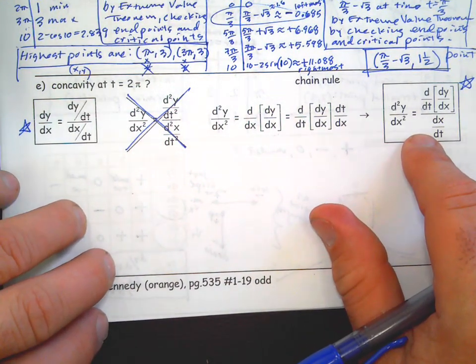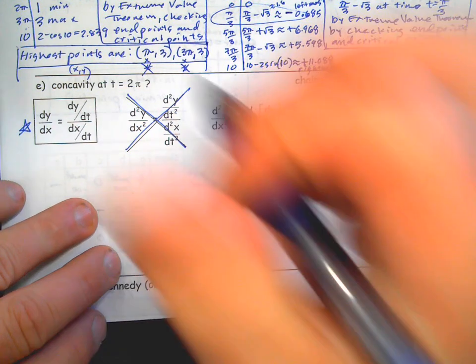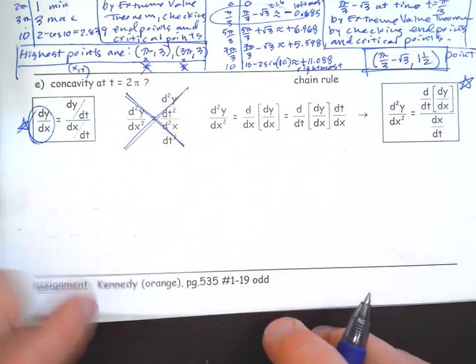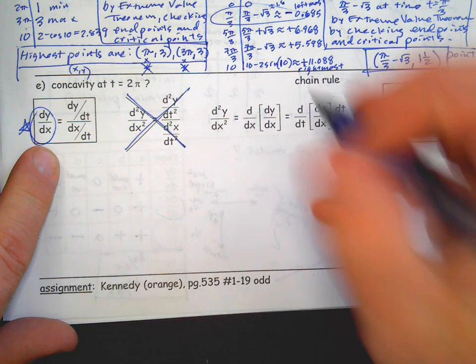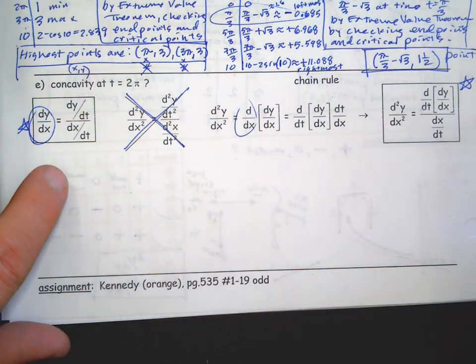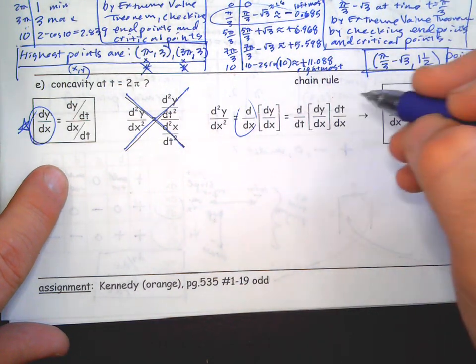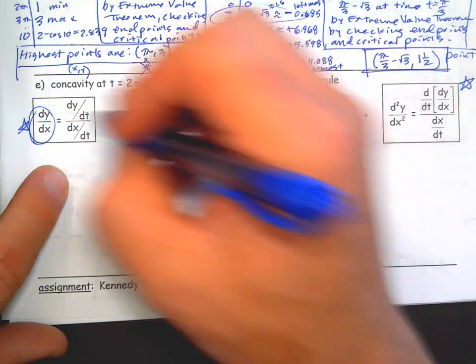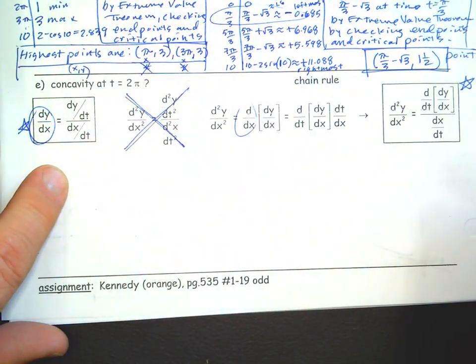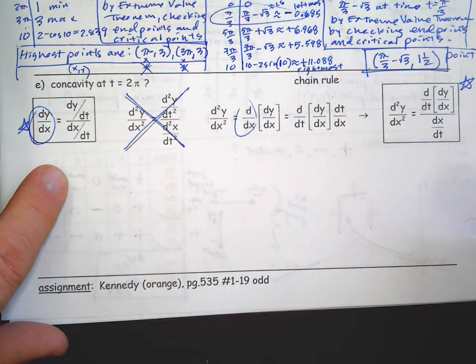And so what we need to do is we have dy/dx, and so we'll take the derivative of this again with respect to x. So we are going to do that. We are going to take the derivative of it with respect to x. But when we do that, that means, here's the deal, dy/dx isn't going to have any x's in it. It's going to have a bunch of t's, okay?